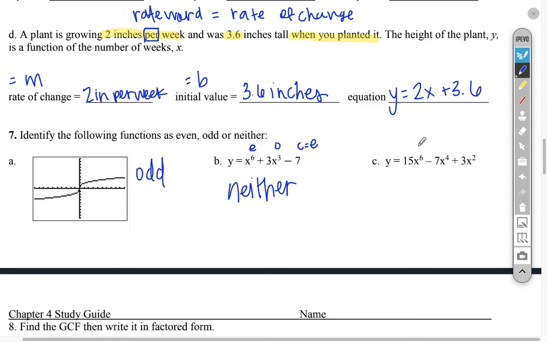All right, we've got 6, which is even, 4, which is even, and 2, which is even. So this one's pretty straightforward. Obviously, we're going to be even.